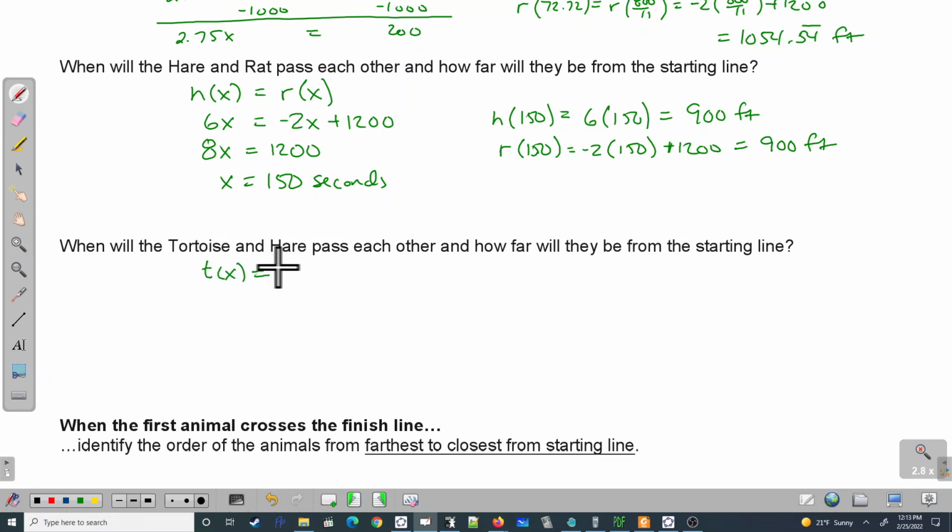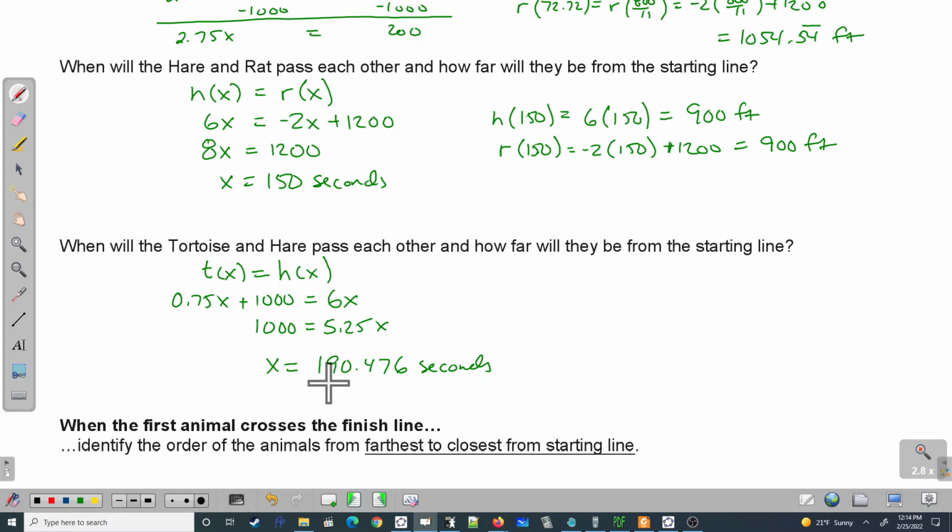If we set t of x equal to h of x, or we say literally 0.75x plus 1,000 is equal to 6x, I'd probably move the 0.75 over to the other side, and I come up with 5.25x. And when I divide both sides by 5.25, you're going to come up with x equals 190.476 seconds. If you're looking for a friendly fraction, that works out to be 4,000 divided by 21.